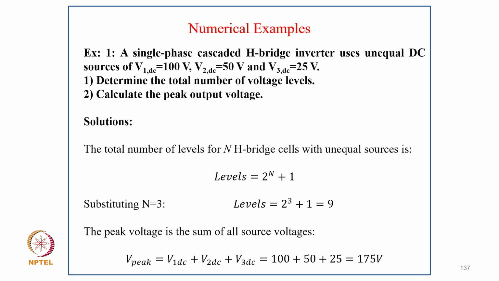Numerical examples. Example 1: a single phase cascaded bridge inverter uses unequal DC sources of V1 DC equal to 100, V2 DC equal to 50, and V3 DC equal to 25. Determine the total number of voltage levels and the peak output voltage. Solution: the total number of levels in n H-bridge cells with unequal sources is 2 to the power n plus 1, and substituting n equal to 3, the levels are 2 to the power 3 plus 1 equal to 9. The peak voltage is the sum of all the voltage sources, so V peak equals V1 DC plus V2 DC plus V3 DC, which comes to 175 volts.